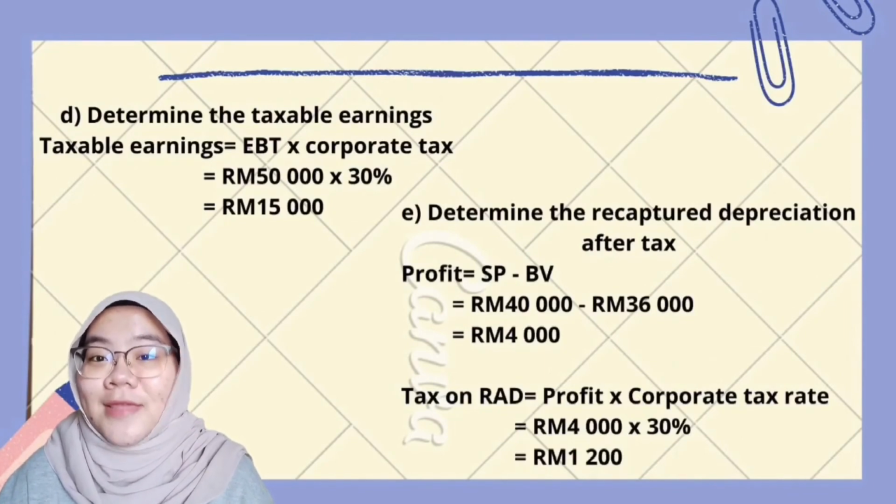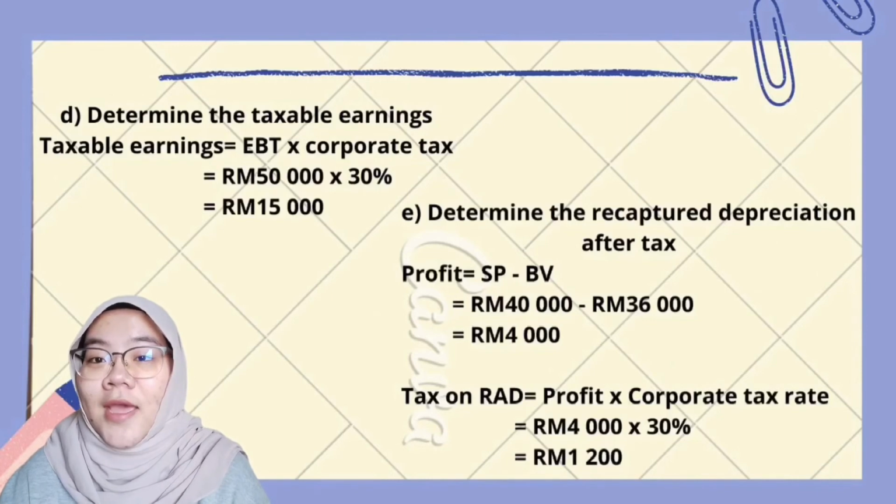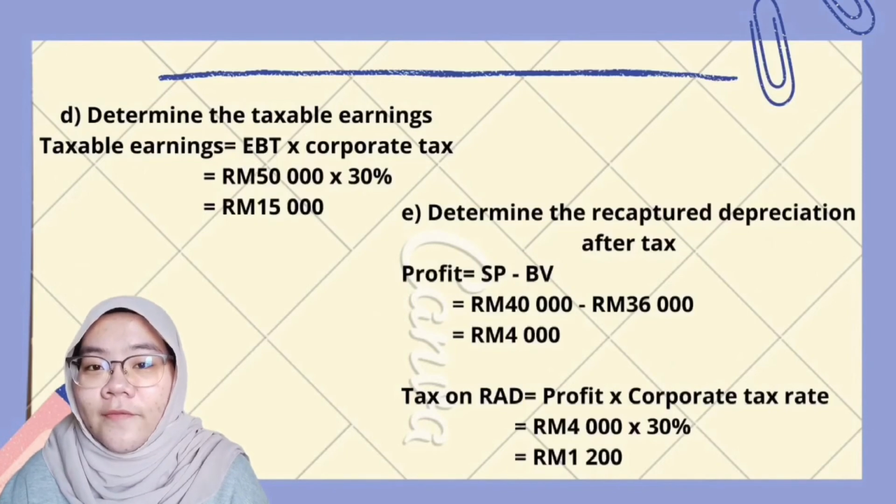Next question is determine the taxable earnings. Taxable earnings is the same as earnings before tax. The formula is earnings before tax multiply corporate tax rate. The answer is 15,000.